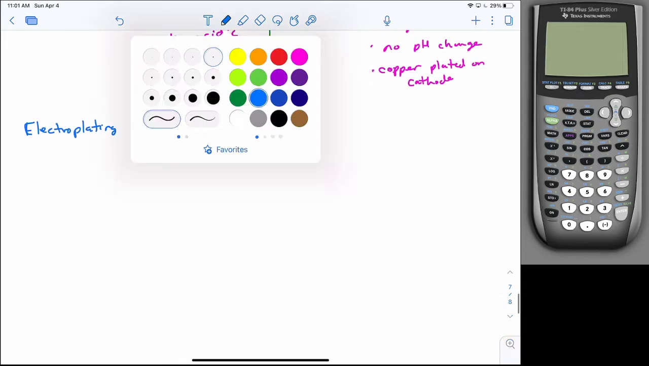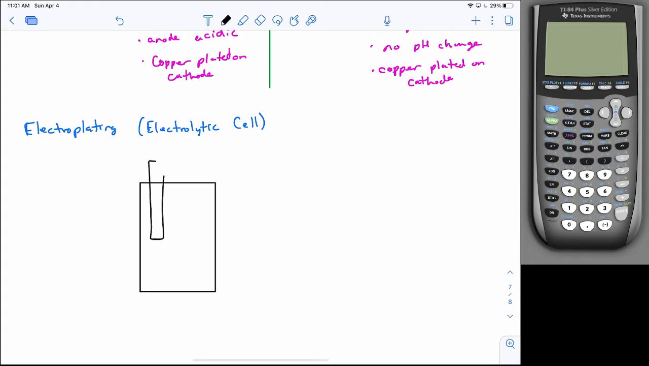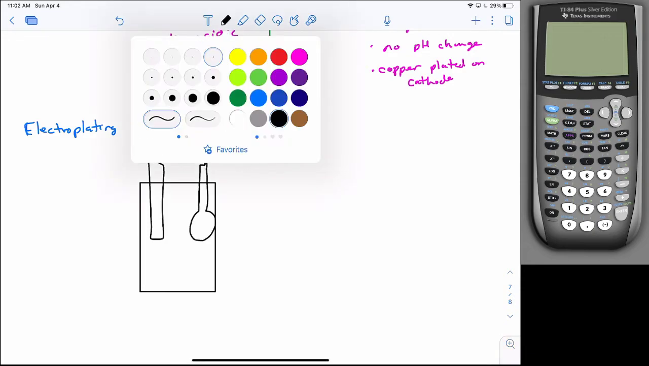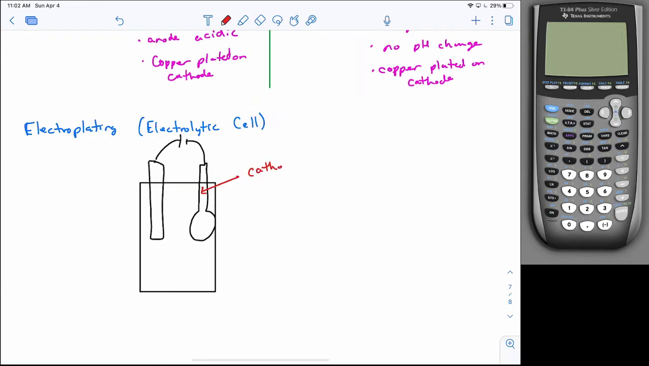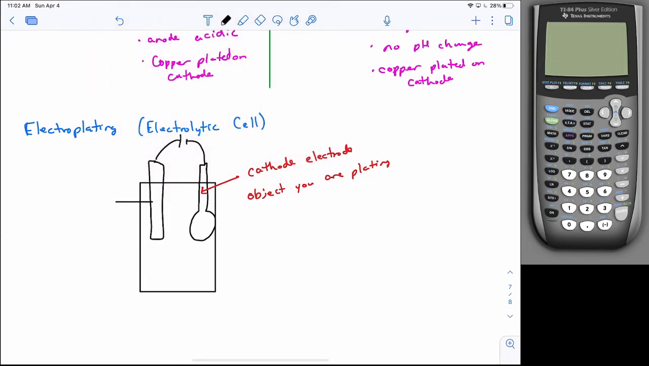And so with electroplating, the thing you want to focus on here is this. What you want to electroplate, the cathode electrode, is the object you are plating, always. So the object that you are plating is always on the cathode, because that's where the metal will plate, because that's reduction. And so your cathode will always be the object you're plating. Generally speaking, your anode electrode will be the metal you are plating.